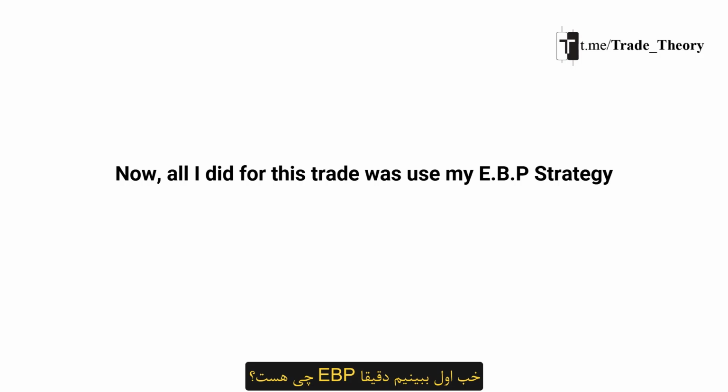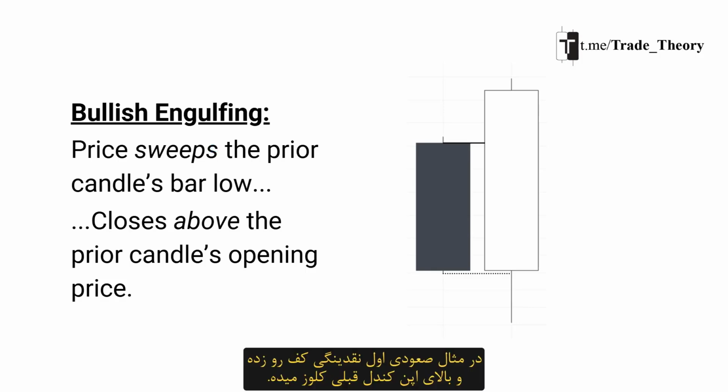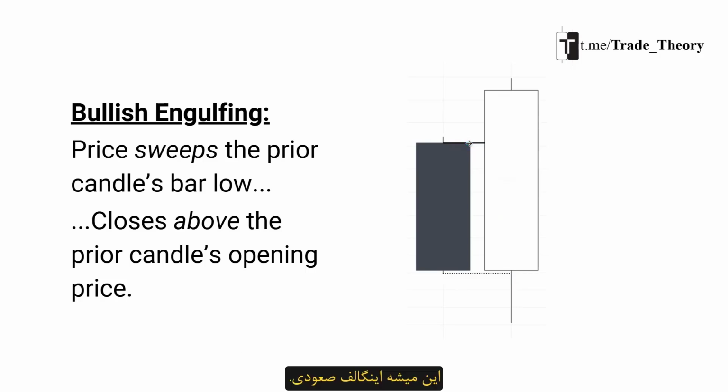Now, for those of you that are new, let's go ahead and define what exactly an EBP is. EBP just stands for engulfing bar. So we have the bullish engulfing and we have the bearish engulfing. Let's define our terms. A bullish engulfing is essentially a candle that sweeps the prior bar's low, and we have a close above the prior candle's opening price. This is what makes this a bullish engulfing.